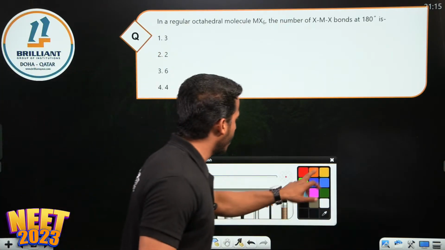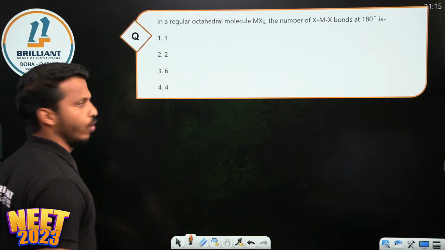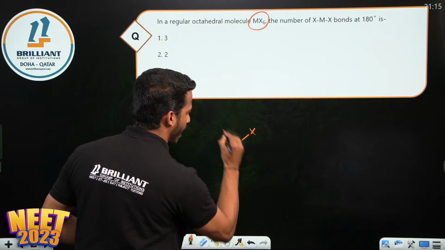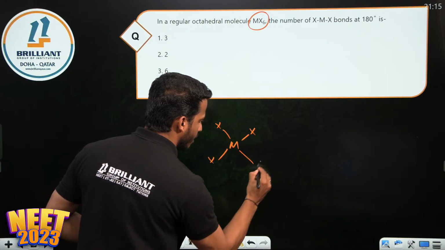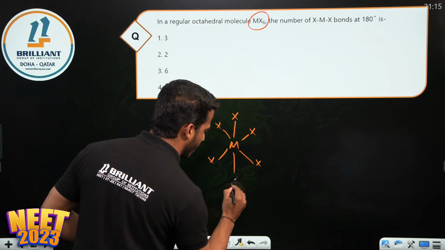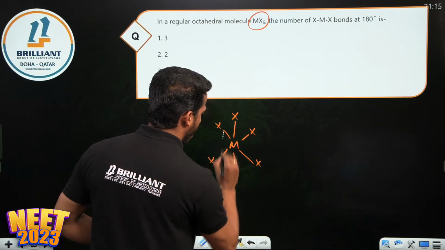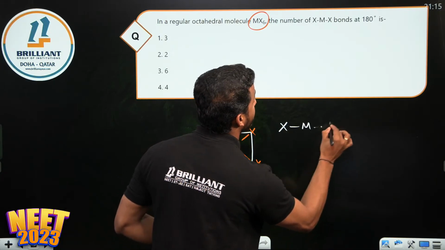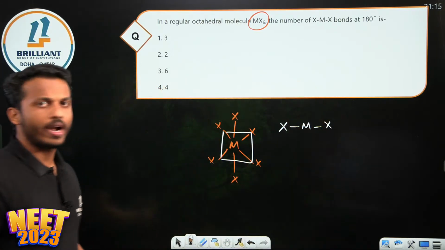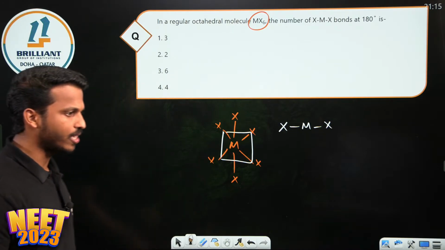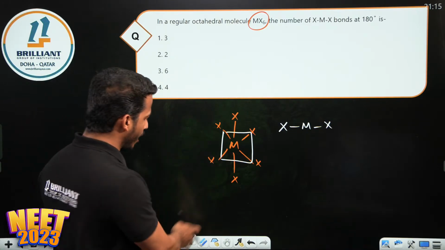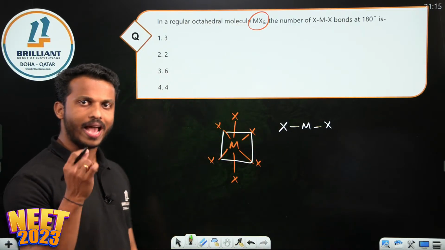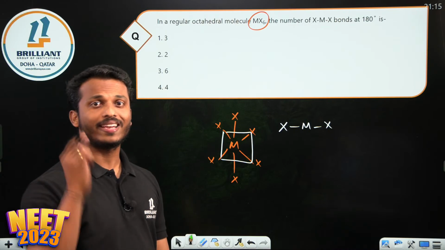Next question. In a regular octahedral molecule, MX6, what is the octahedral shape, dear all? This is the octahedral shape MX6. How many XMX bonds with 180 degrees are present? Can you answer, dear all? In an octahedral shape or geometry, how many XMX bonds are there with a 180 degree angle?